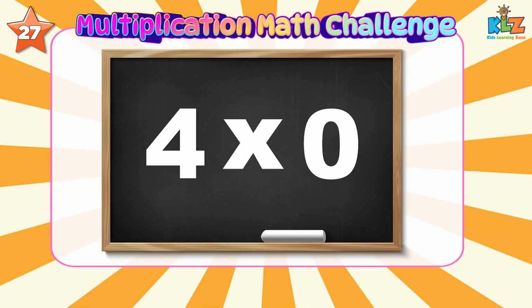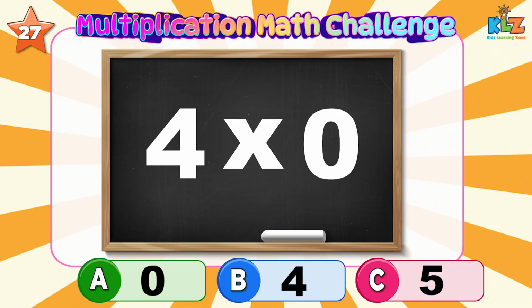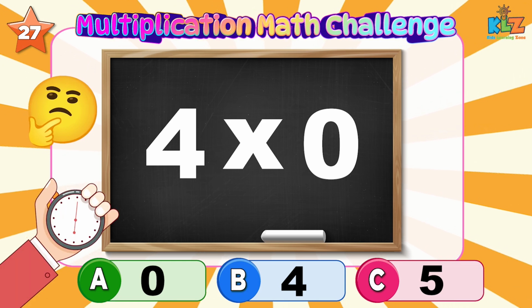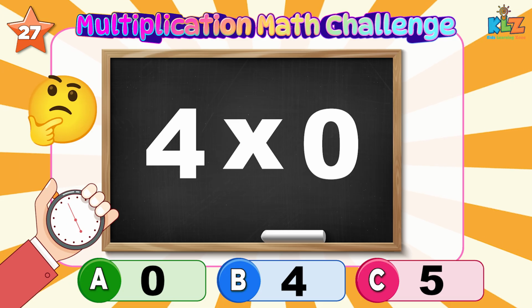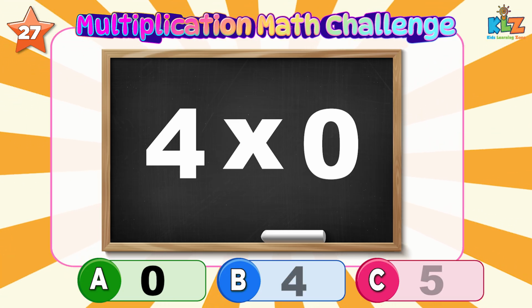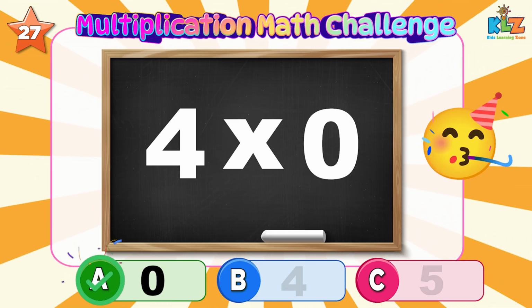What is 4 multiply 0? Can you beat the clock? Correct answer, option A, 0. Brilliant.